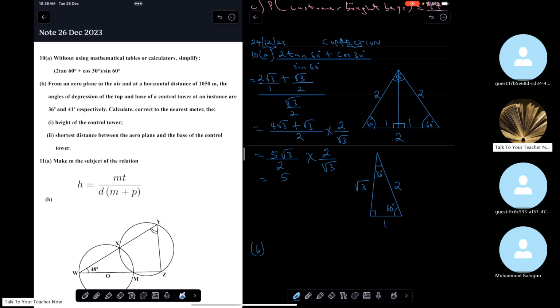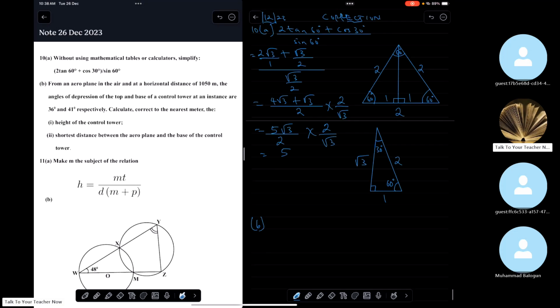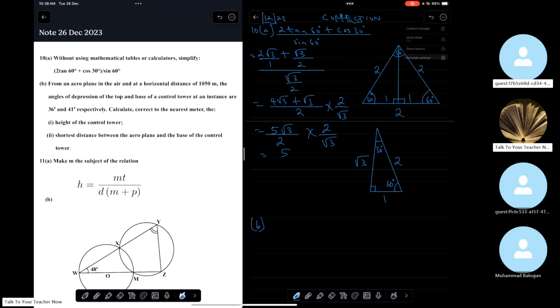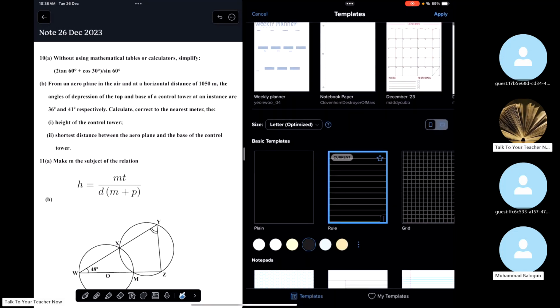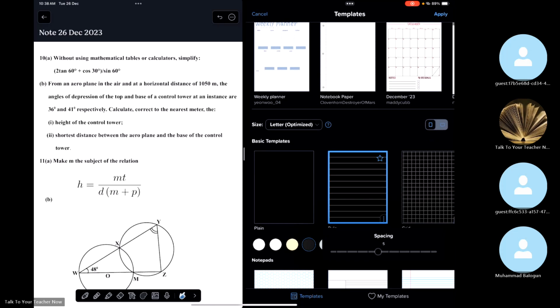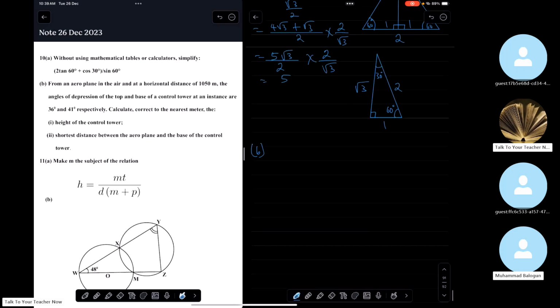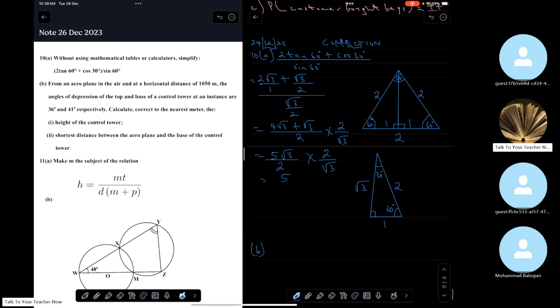Exercise, correction. From an aeroplane in the air and at a horizontal distance of 1,050 meters. Have you all finished copying that? No, sir. Okay, hurry up. Please speed up. Okay, let's go. Hurry up.